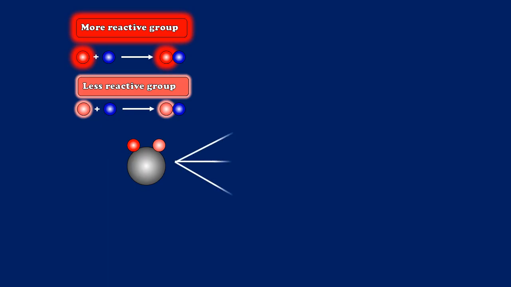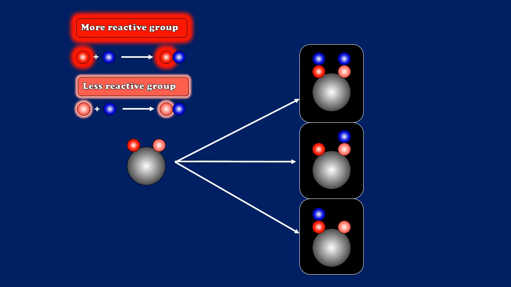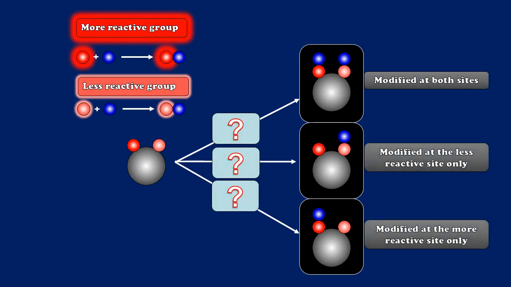Well, there are three possible permutations of that reaction. One in which I have both sites modified, one in which I have only the more reactive site modified, and one in which I have only the less reactive site modified. So as a chemist, how might I accomplish each of these three goals?